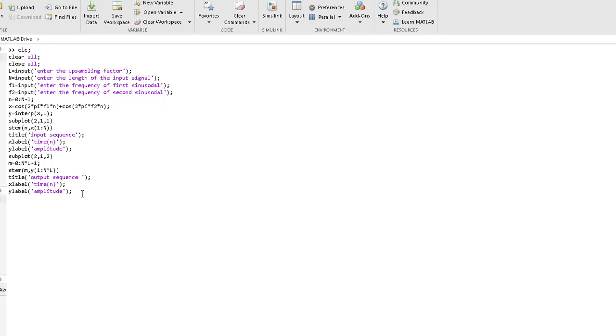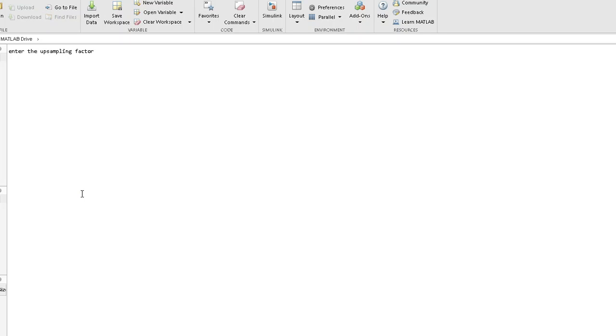So if we run this code, MATLAB is asking us for the inputs. For the upsampling factor, we're going to enter 5. For the length of the input signal, we're going to enter 9, because the input signal length should always be greater than 8. For the frequency of the first sinusoidal, we're going to use 0.1, and then 0.3 for the second sinusoidal.